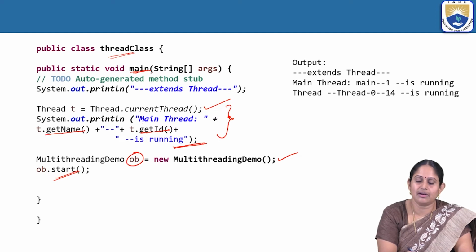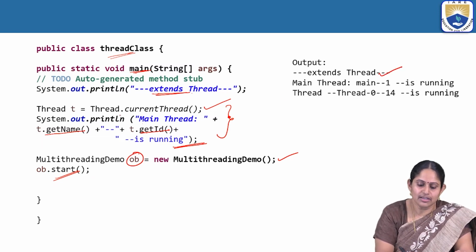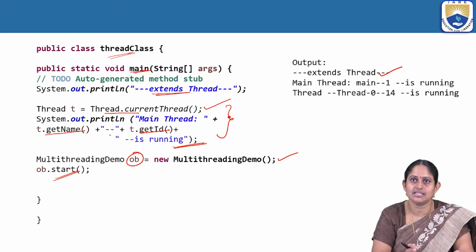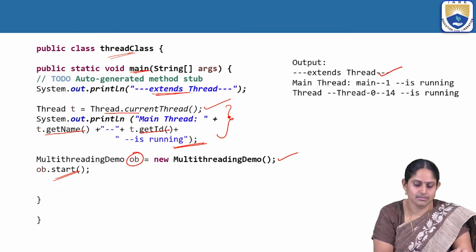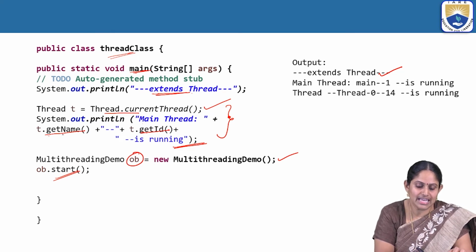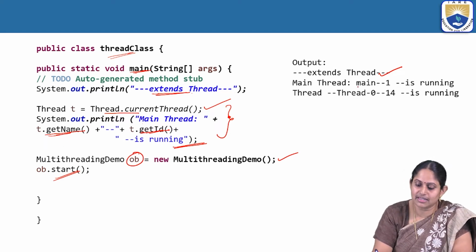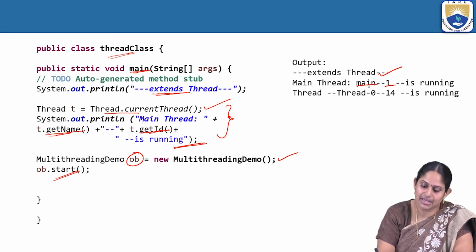First the execution starts from main. From this point onwards, the main thread is executing. So we get the output "extends thread". Then we are retrieving the current thread instance, and then we are retrieving the name and the ID. So you get the main thread: the name of the main thread was main, and the ID of the main thread was 1.